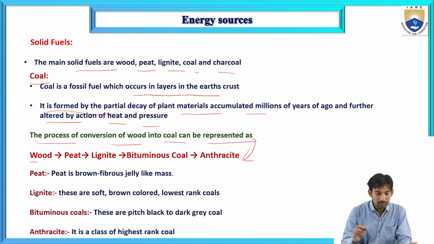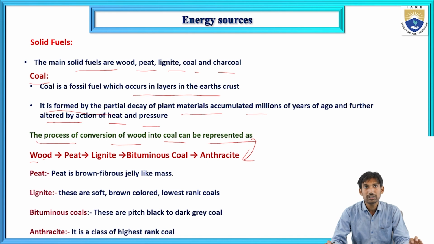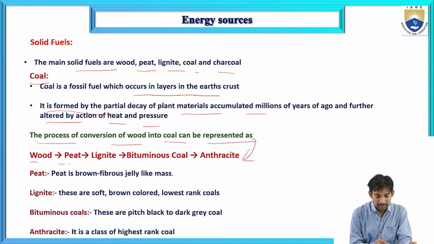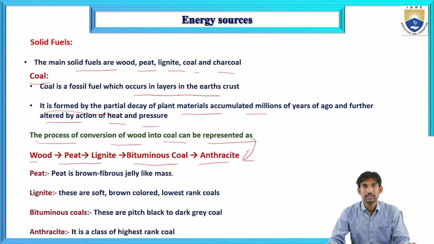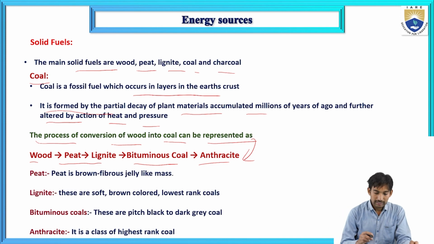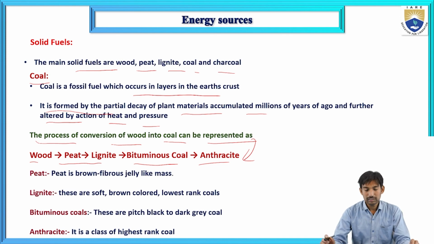See, first the wood is converted into peat. Then peat is converted into lignite, and the lignite is converted into bituminous coal, and the bituminous coal is converted into anthracite.